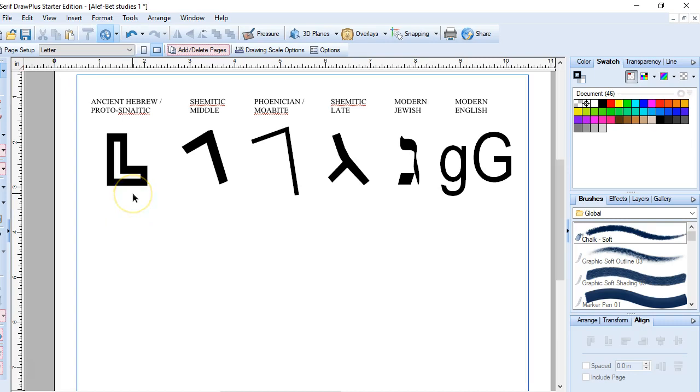So on the far left, under the heading Ancient Hebrew / Proto-Sinaitic, we have a character that really most resembles a modern day English capital L, or even the Latin L. And I'm here to tell you that the ancient Hebrew, as we know it, on most of the gatekeeper's sites, has been absolutely purposely stylized.